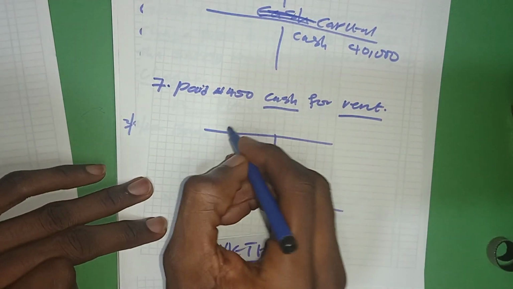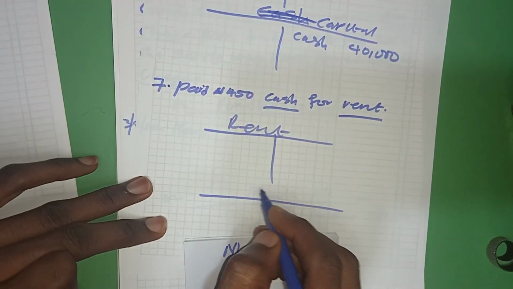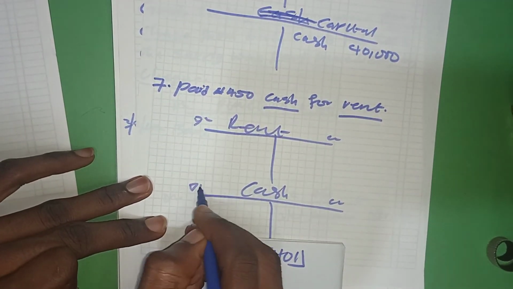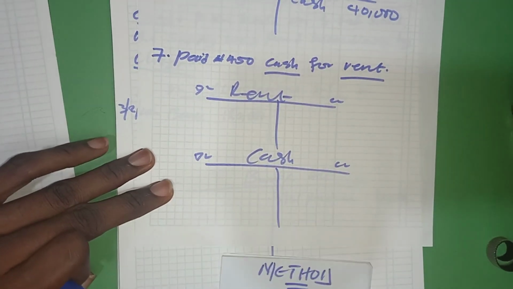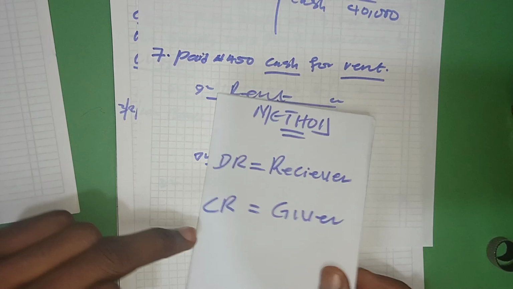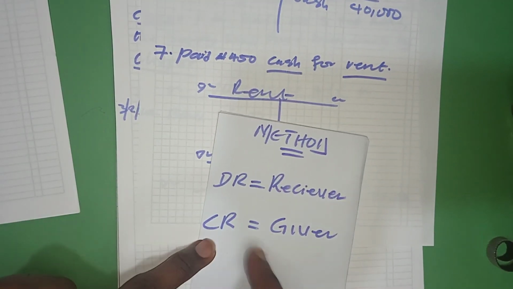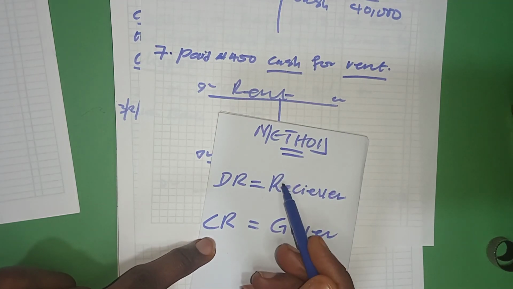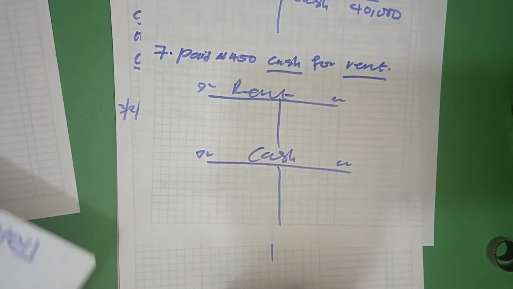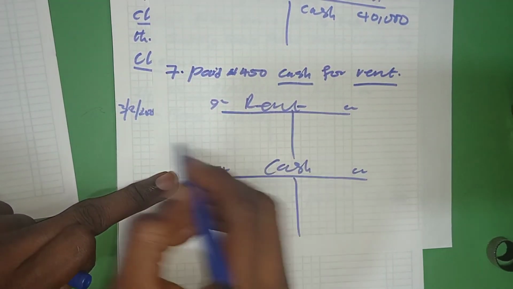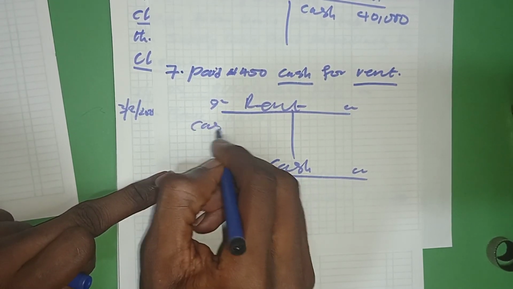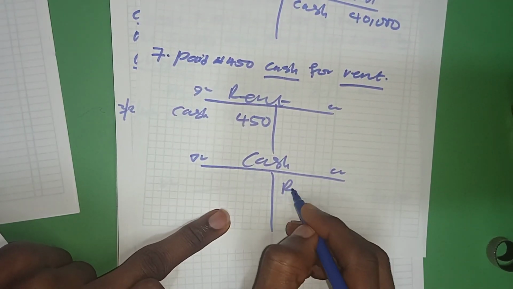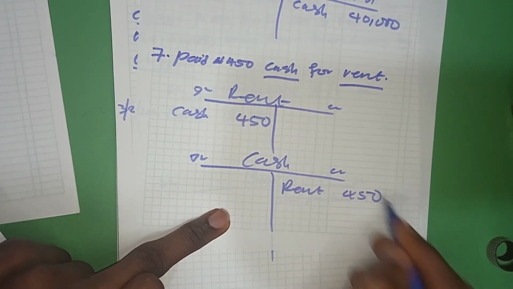Now you debit your rent. This is the two accounts, rent and cash. Don't forget to always put the date when you are solving. Now rent is receiving the cash that I'm giving, because I'm paying this rent by cash. Rent is receiving from cash. Now you debit your rent, 450. Then you credit cash, 450.